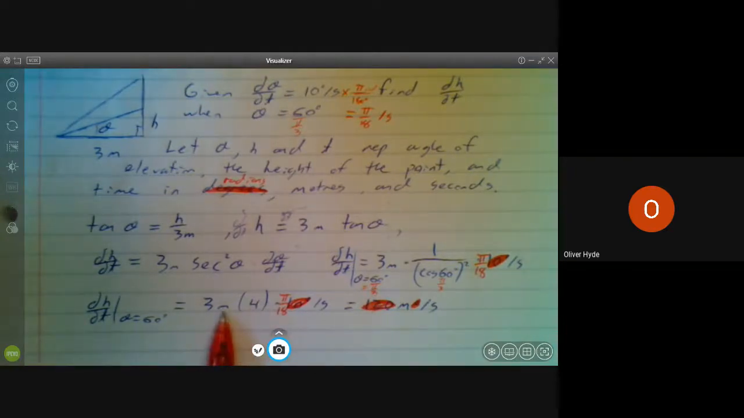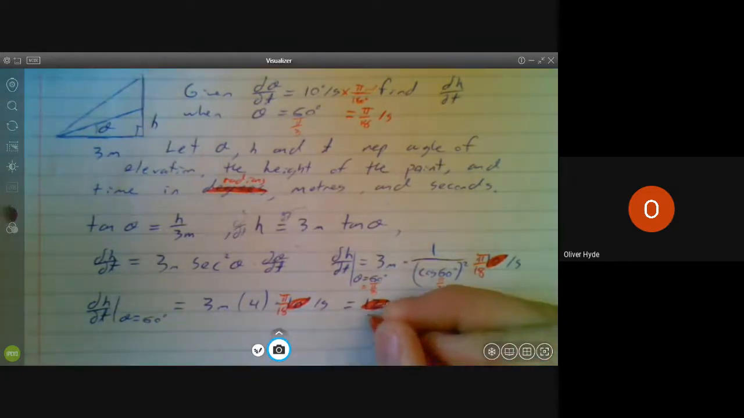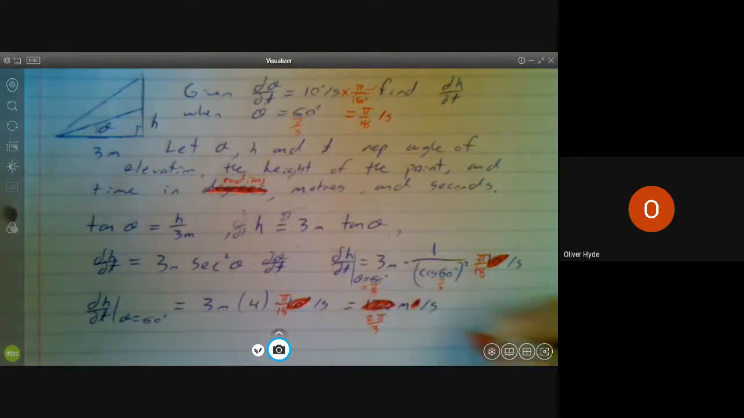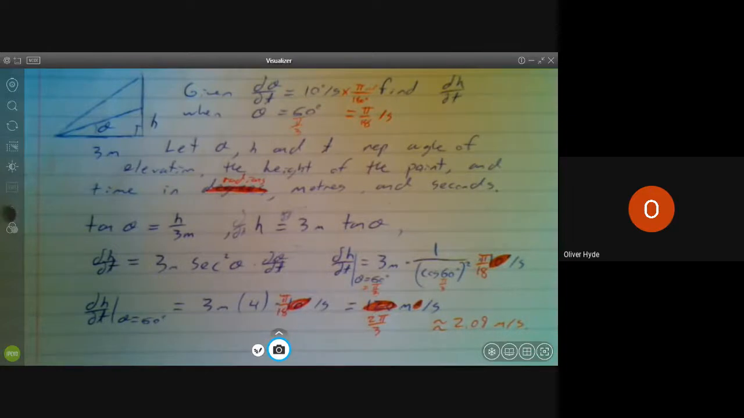And then as far as my answer goes, I'd have 12 pi by 18. What's that? 2 pi by 3 meters per second, which is kind of an awkward answer. Maybe we would be expected to round that off. 2 times pi divided by 3 is about 2.09 meters per second.